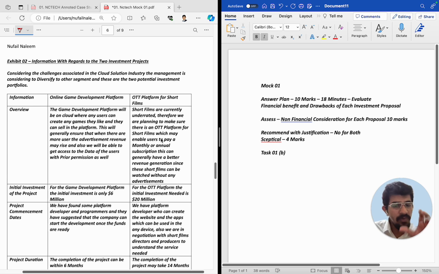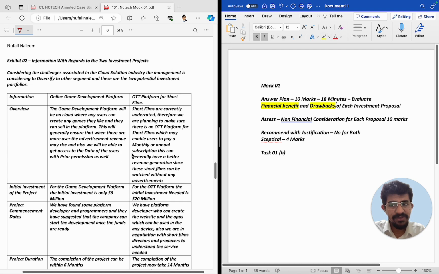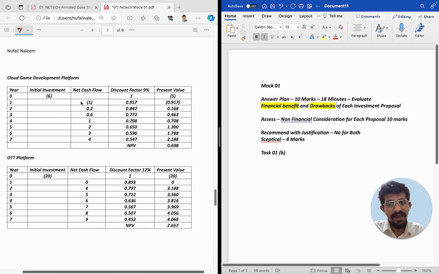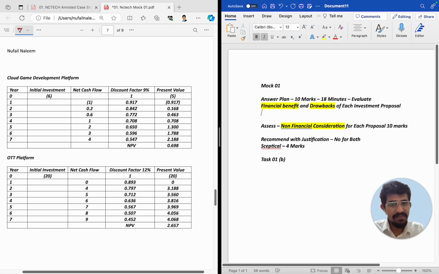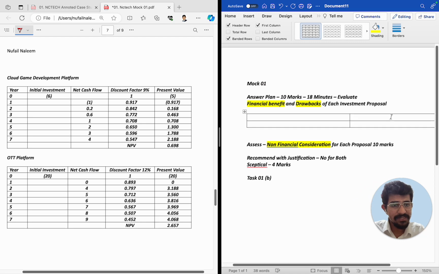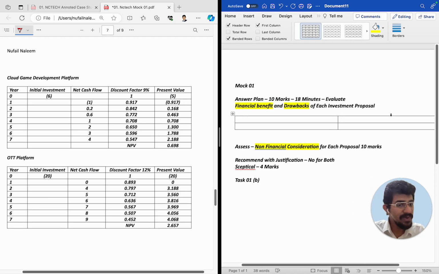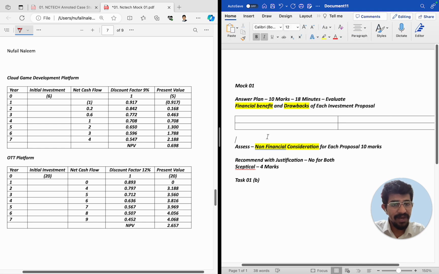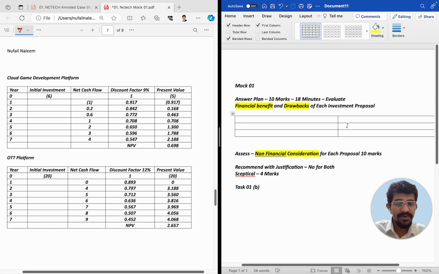Now, let's assume how we have to structure this. One is financial benefits and drawbacks, and this gives you the overview. Here you have the financial data, so you have to plan very well, because non-financial consideration is also considered. Effectively 10 marks, so I can segregate my points into two. We have two investment proposals, so we have to understand the financial benefits and then go to the drawbacks.